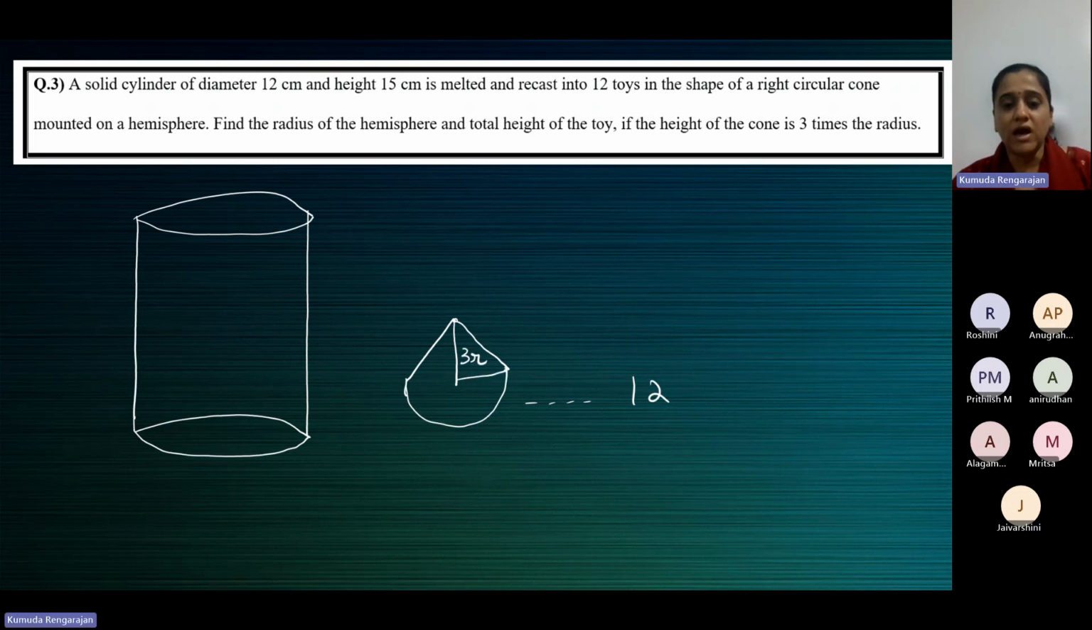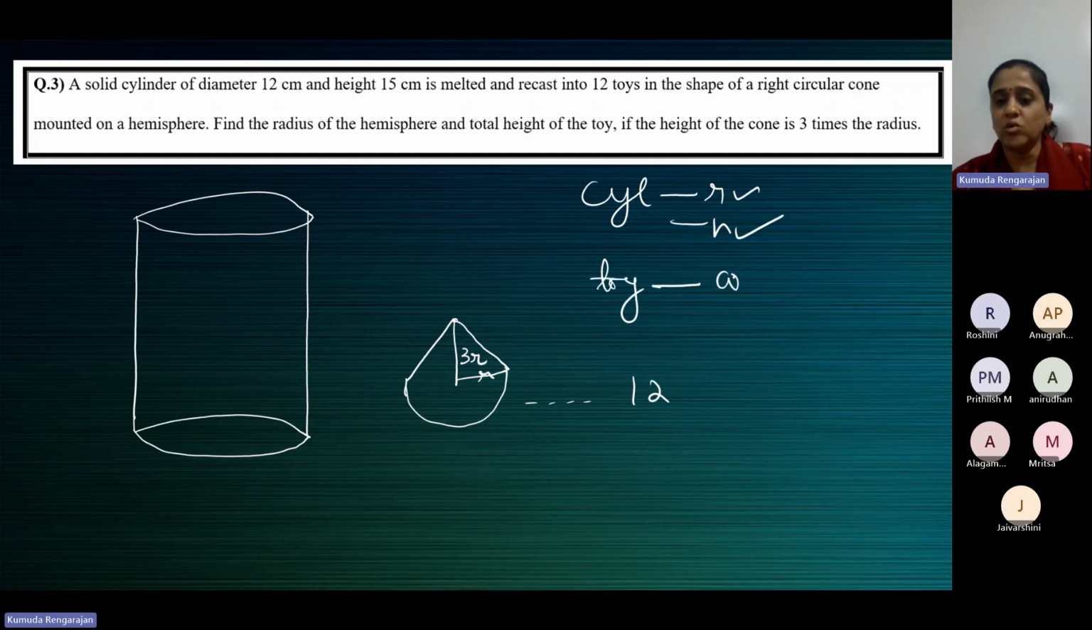What is the radius of the cone? R. What's the radius of the hemisphere? R. See, now we need to understand like this. For the cylinder, we know both radius and height. Now for the toy, in the toy there is a cone. For the cone, what's the radius? R. What's the height? 3r. And for the hemisphere, what's the radius? R. So in all, there is only one unknown, R.